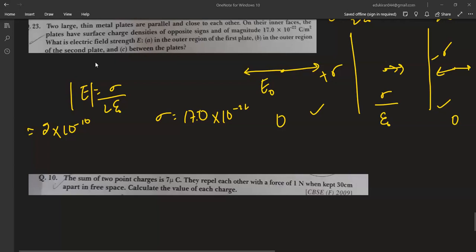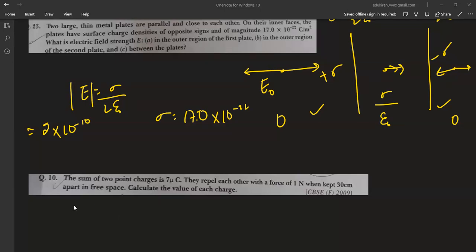See, this question says that the sum of two point charges is 7 microcoulomb. They repel each other with a force of 1 newton when kept 30 centimeter apart in free space. You have to find out the value of each charge.